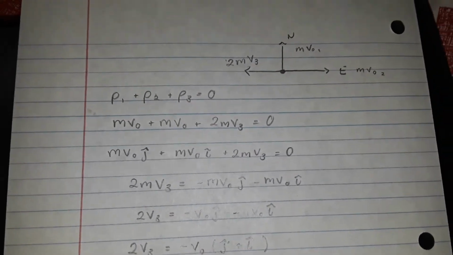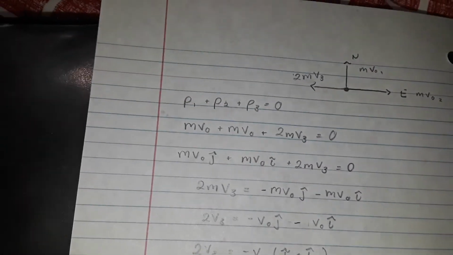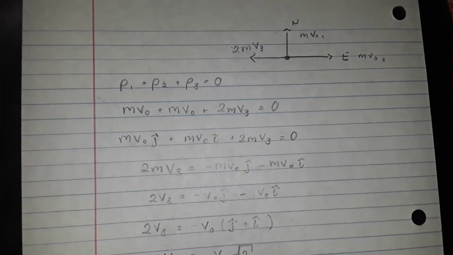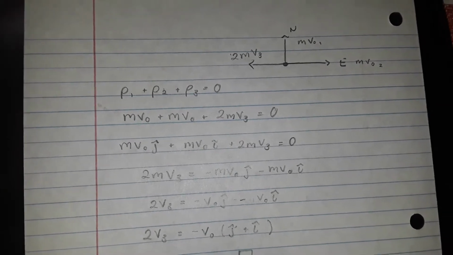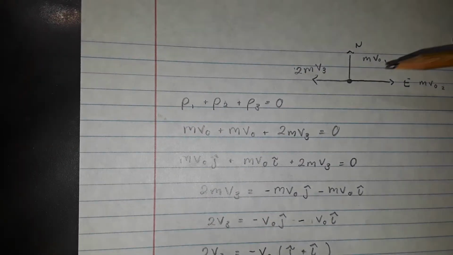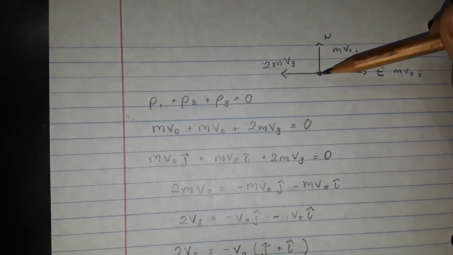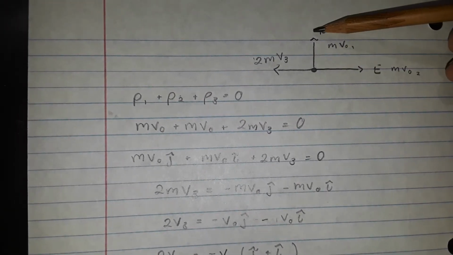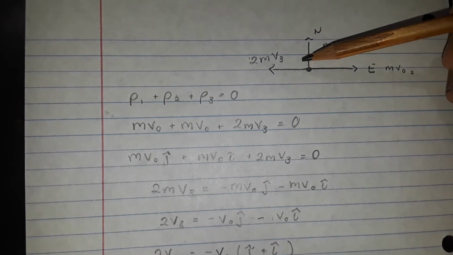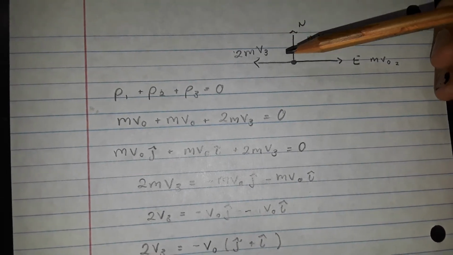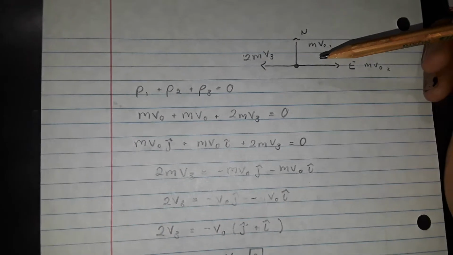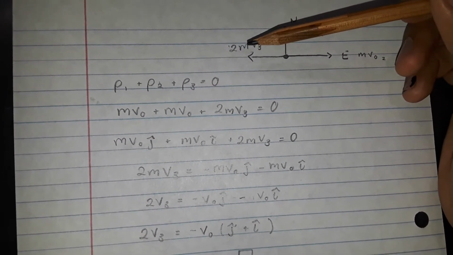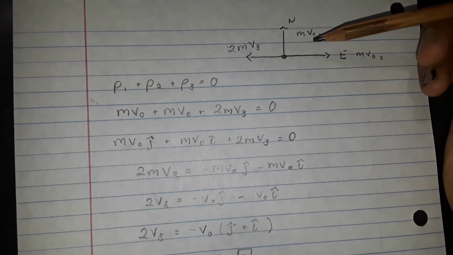Okay, so this is problem number 10. It says that we put some fireworks inside a ball, and this explodes. One piece goes north, one goes east, and the other one goes in the other direction. We just know that that piece has twice the mass of the other two.